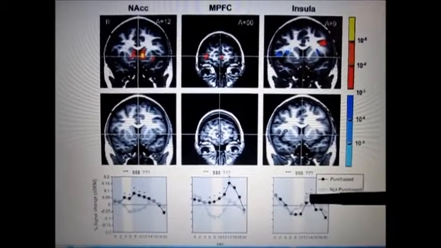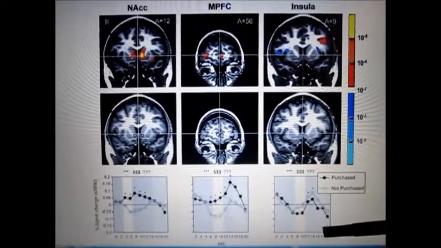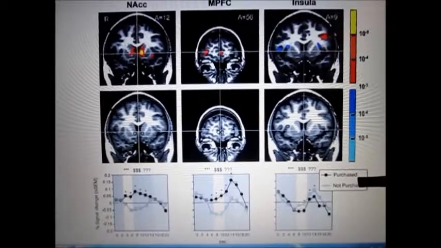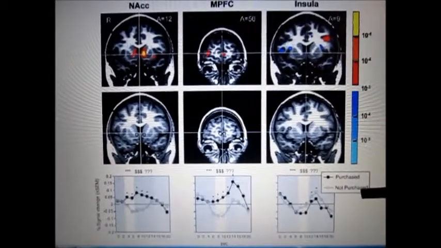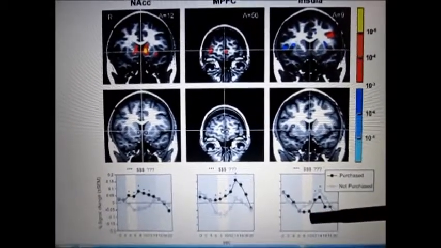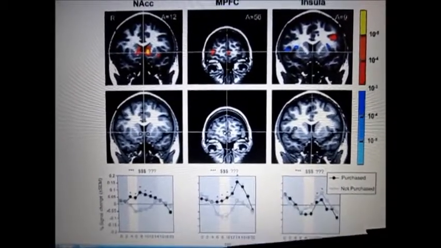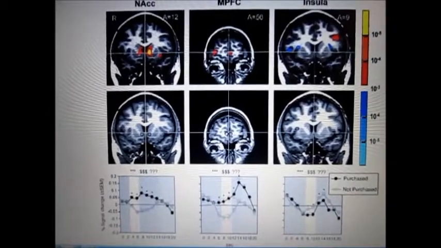And if we look down here at these graphs that show us the percent signal change, in dark black we have the purchase trials, in gray we have the non-purchase trials. We really see that for all 3 identified brain areas, we can in fact distinguish between purchase trials and non-purchase trials.